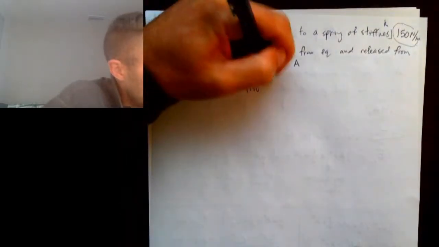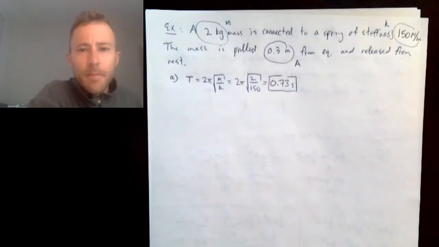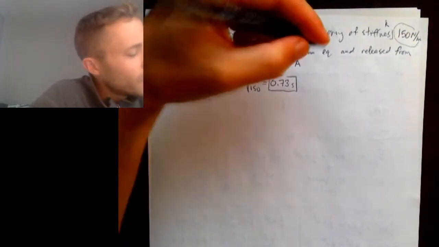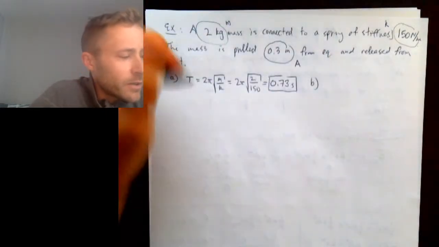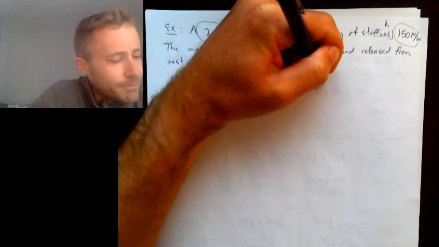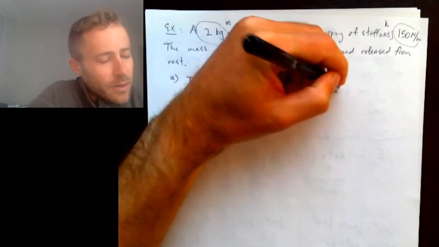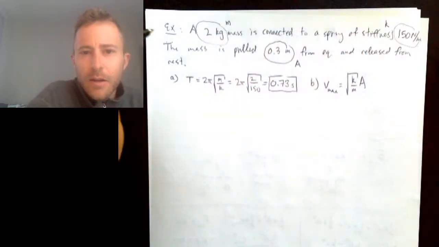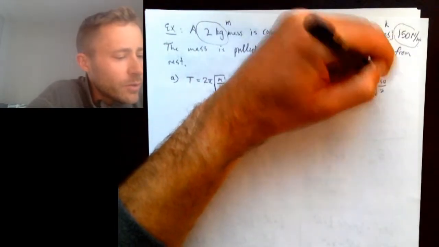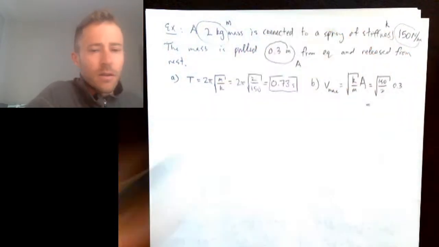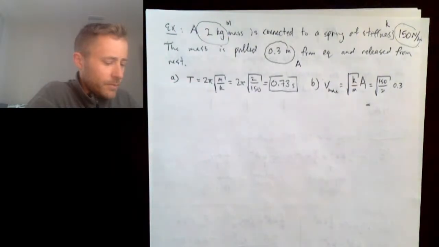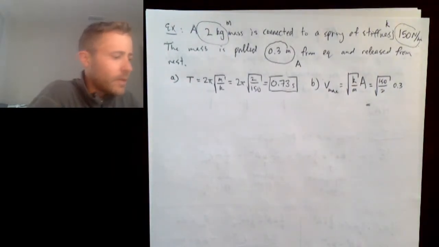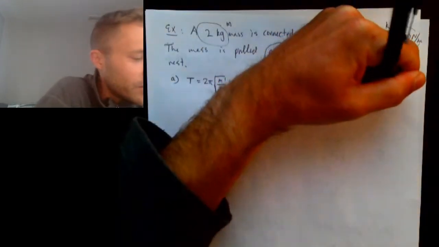And that is 0.73 seconds. So that is the period. I could ask the question like, what is the max speed? Vmax is square root of k over m times the amplitude. So that's going to be square root of 150 over 2 times the amplitude, which is 0.3. So we're going to get 2.6 meters per second is the max speed.